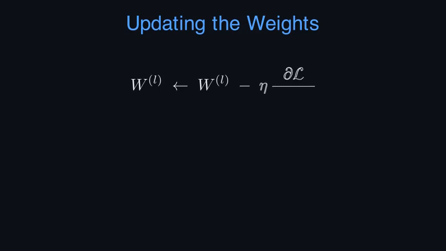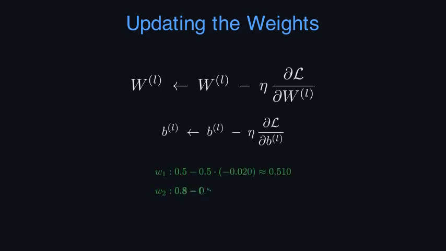With every gradient in hand, we update each weight using gradient descent. The new weight equals the old weight, minus eta, the learning rate, times the gradient. The same rule applies to the biases. Using our earlier example with learning rate 1/2, W1 becomes approximately 0.510. W2 becomes approximately 0.836. Both weights moved in the direction that reduces the loss.